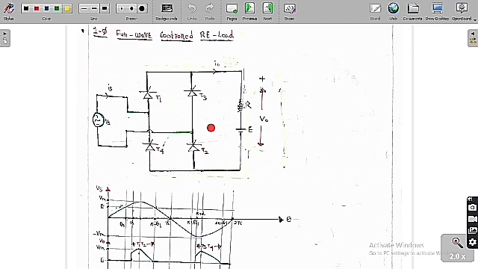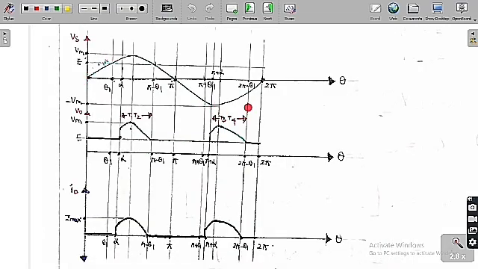And the load we are going to keep as RE load. This is the source voltage Vs of t, this is the source current Is of t, the load voltage is plus or minus V0 of t, and the load current is I0 of t. Based on this, we are going to analyze the output voltage and the output current. The source voltage is Vs equal to Vm sin omega t. From 0 to pi it has a positive pulse, whereas from pi to 2 pi it has a negative pulse, with peak values of plus Vm and minus Vm. So this is the source voltage.